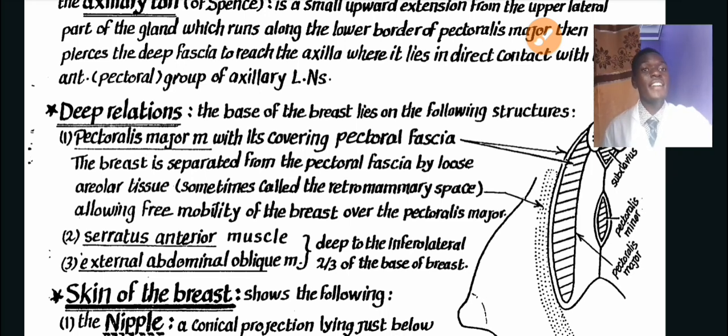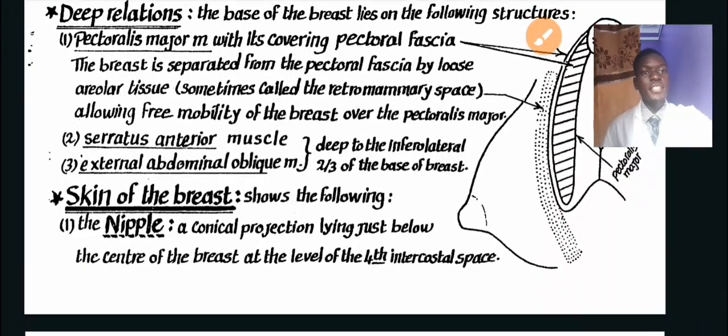We also have the serratus anterior muscle. Now, the serratus anterior muscle and the external abdominal oblique muscle are found deep to the inferolateral two-thirds of the base of the breast. Infero, that is inferior, but laterally. So inferolaterally, we find there the serratus anterior muscle and also the external abdominal oblique muscle.